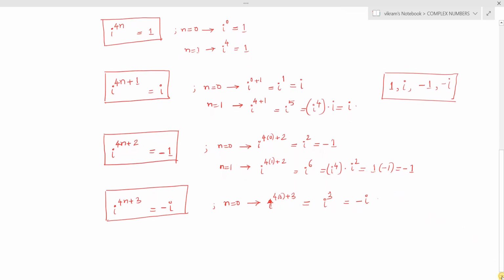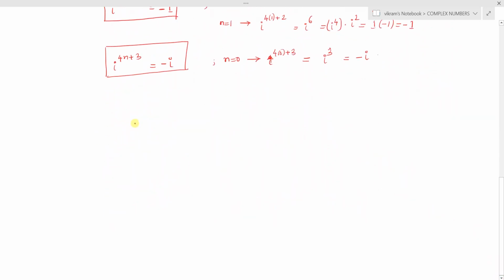That means if we have any power of iota, for example I am considering iota power 99, simply to find this value, divide the power 99 by 4. 4 times 2 are 8, and 19, 4 fours are 16. So here the remainder is 3.